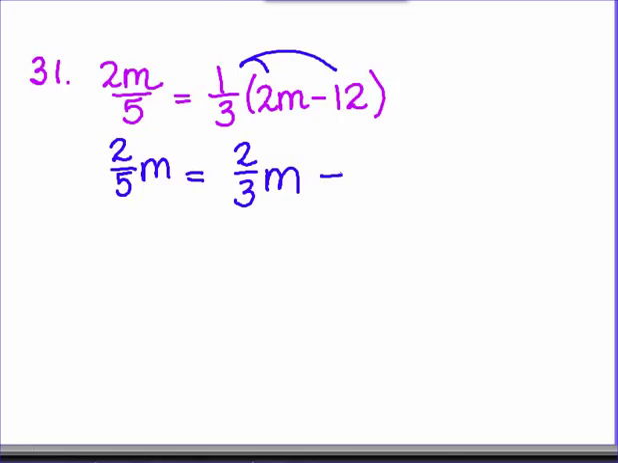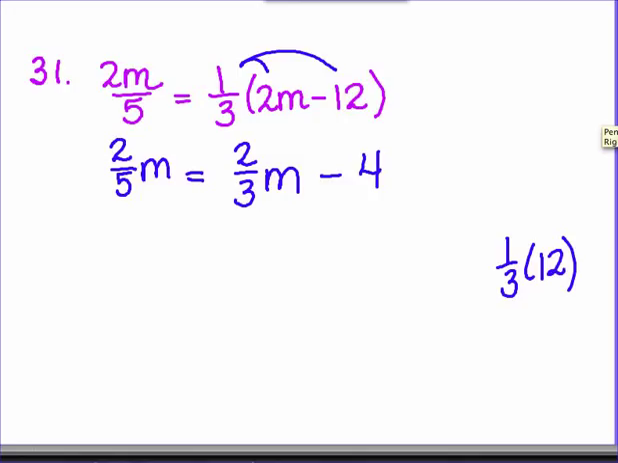Now I need to take 1/3 times 12. What is 1/3 times 12, folks? 4. So I'm going to take 2/3 m minus 4. Now if you notice, goal: variables on one side, numbers on the other. So what's the thing you're going to do here?